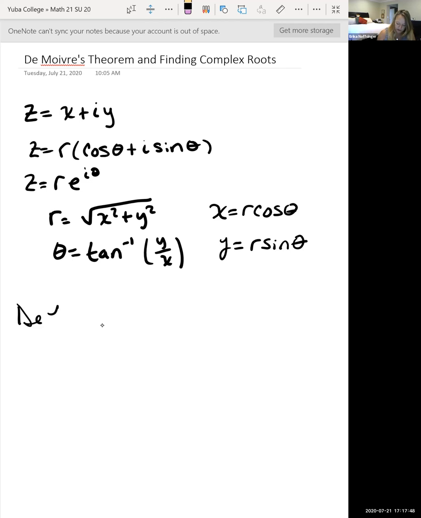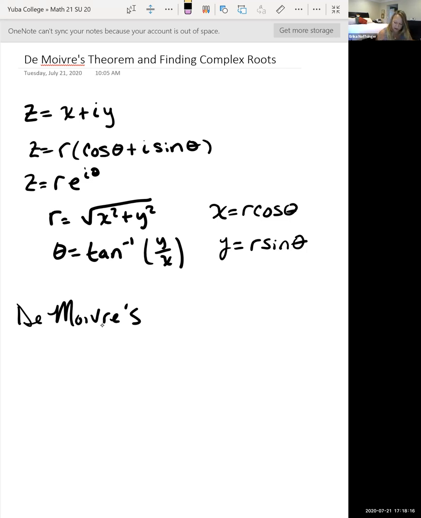So de Moivre's theorem: we were looking at operations of complex numbers, multiplying and dividing. If we were multiplying two complex numbers, we multiplied our r values together and summed our angles. If we were dividing, we divided our r values and subtracted the angles.